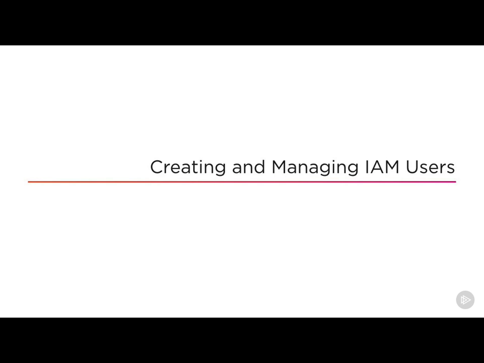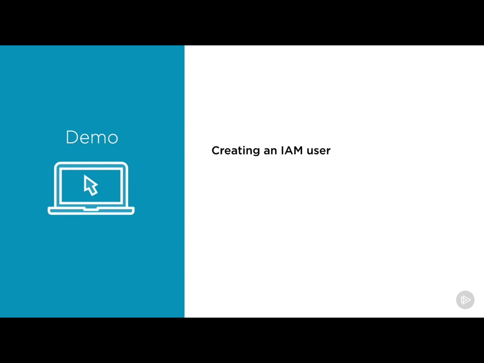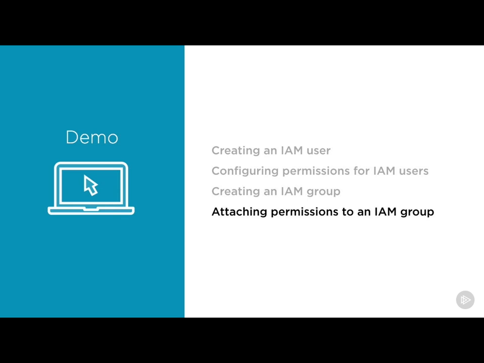So now we're going to begin working within the IAM service, and we're going to be creating and managing IAM users. So over the course of this demo, we will first be creating a new IAM user. We will then be configuring permissions for that IAM user. And then we can go in and create an IAM group and attach permissions to that specific IAM group.